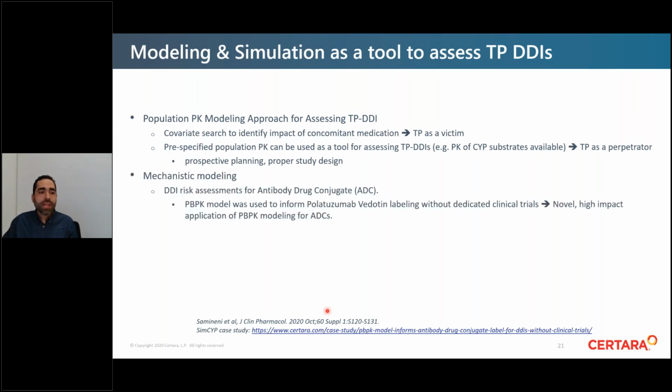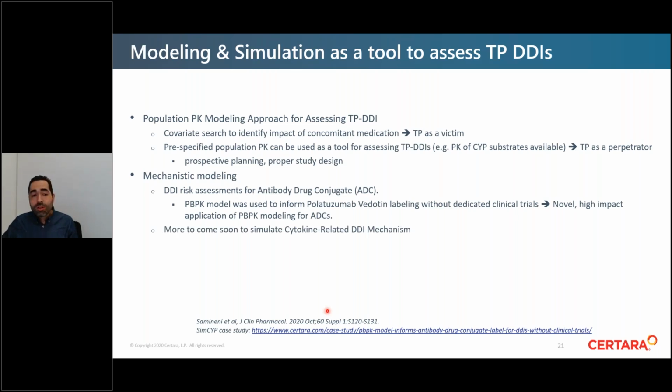On the other hand, the mechanistic approach could also be very interesting. There is one recent interesting example for the DDI risk assessment for an antibody drug conjugate, so ADC, which is a payload grafted to a monoclonal antibody for the treatment of cancers. In this example, they used the PBPK model to inform the DDI risk of polatuzumab vedotin without conducting a dedicated clinical trial. The results of this modeling were included in the label to inform about the risk of the DDI.